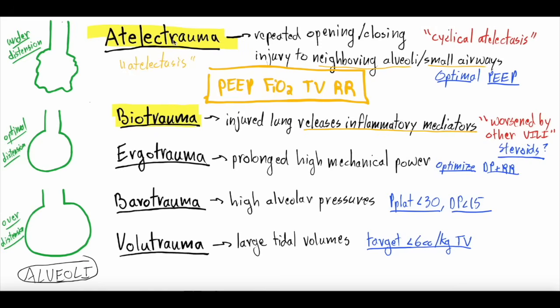So let's say you have atelectrauma or you have barotrauma, which we'll talk about. That trauma to the alveoli also causes an inflammatory response and more inflammatory mediators. So the treatment for this, and as you can see, we're kind of putting treatments, we put treatments in this blue color. The treatment for these is maybe steroids, right? Steroids might work for biotrauma from ventilator-induced lung injury.